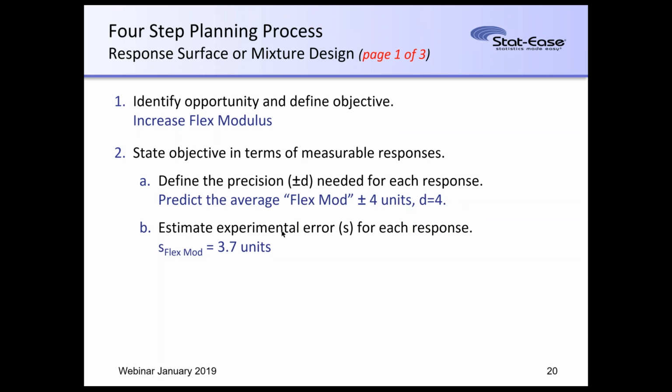And then we need an estimate of the experimental error. Well, we've made similar materials in the past, so from historical data, we know that if we do these experiments, we expect the error, so if you think of the standard deviation at the bottom of the analysis of variance, the unexplained error in the experiment, we expect that to be about 3.7 units.